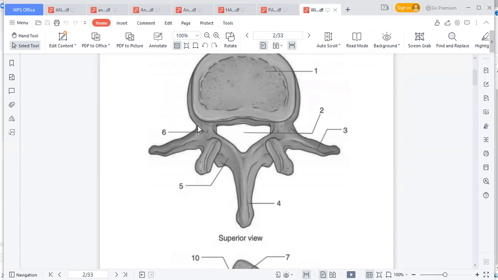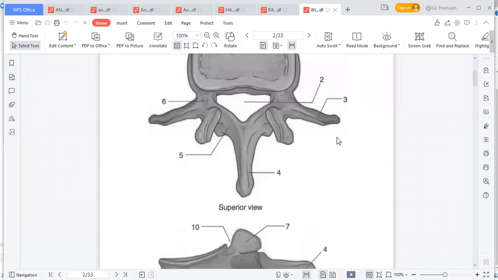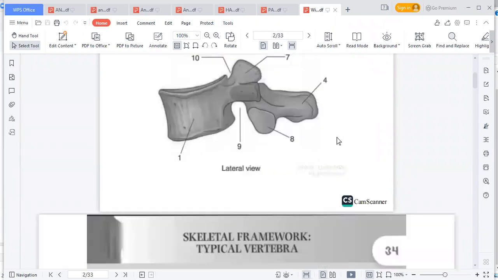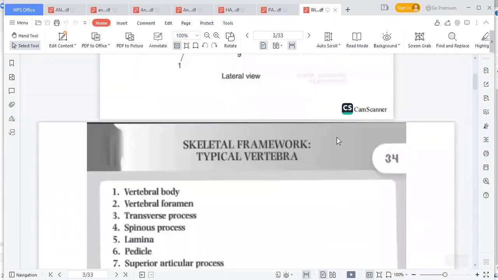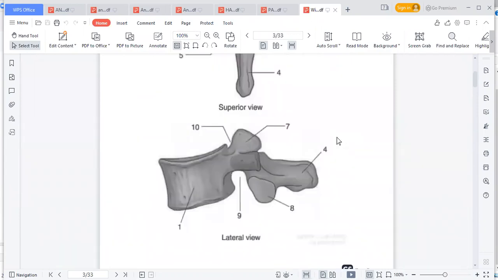So you've got the pedicle. This is called the pedicle. And then you've got the lamina, number 5. 6 is called the spinous process. 3 is called the transverse process. The answers are there, you can check them. This one can come. You need to know it.